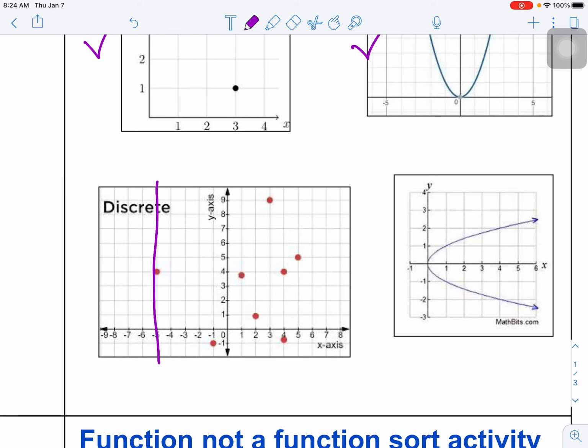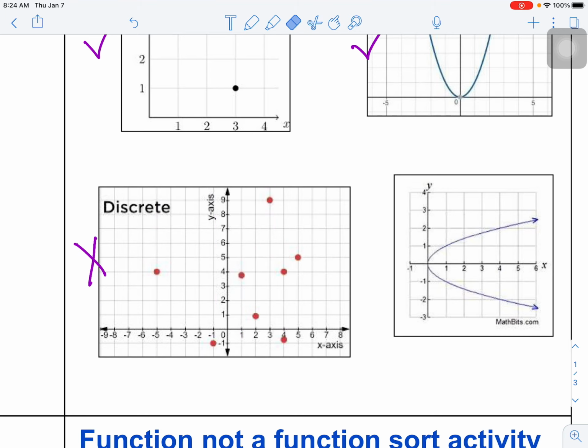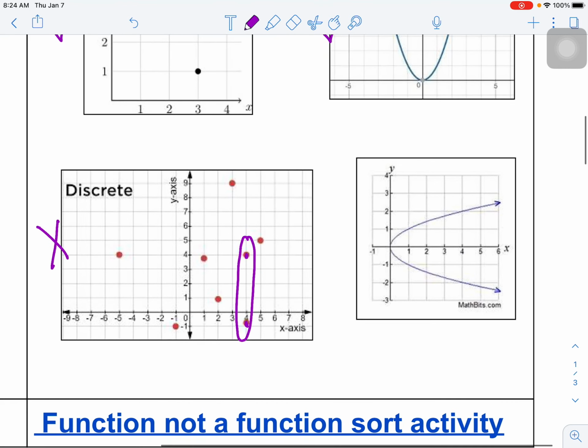This is another discrete function. Only touched 1 point, only touched 1, only touched 1, only touched 1, but here I touched 2. So this one is not a function, and it's not a function because at the input of 4, I have 2 outputs. I have a 4 and a negative 1.